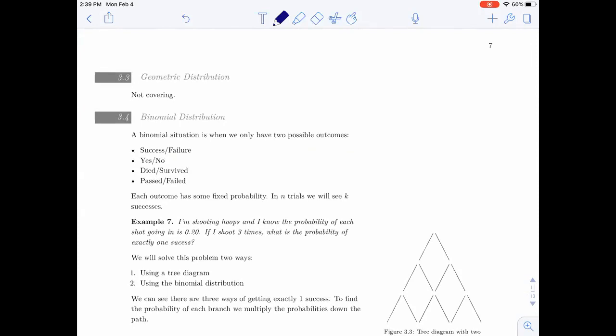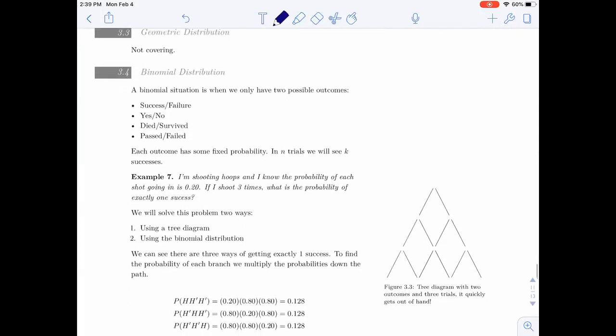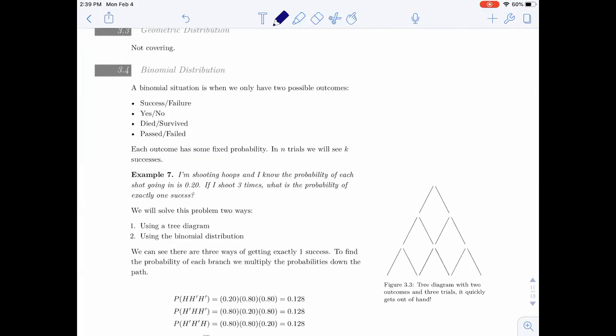So 3.3 is on the geometric distribution, which we're not going to cover. But I couldn't change the numbering, so I had to have it on there. Not covering. Moving on, 3.4. We are going to do 3.4 on the binomial. Even though the binomial, you'll see it takes up quite a bit of space on your formula sheet, but it's not that big of a concept if you extend it from the tree diagrams that we were doing earlier, in chapter 2.